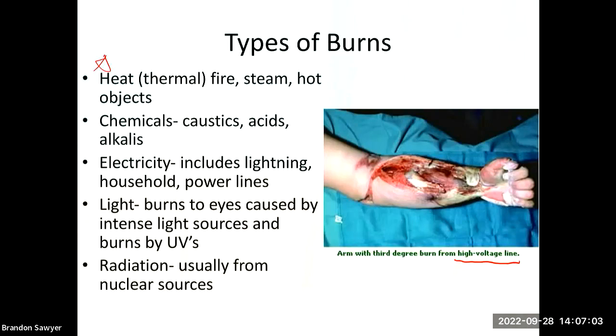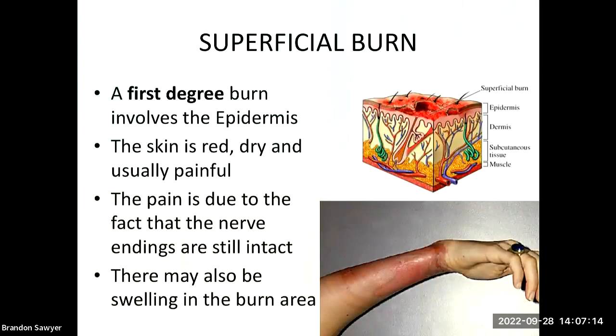Okay, so all different types of things can cause burns. But we'll talk about the degrees of burns, and then we'll look at some other skin injuries as well. Okay, so a first degree burn really just involves the epidermis, right? So just that first layer of the skin, that epithelial tissue. It may get almost down to the dermis, but doesn't really involve the dermis. So it's really just the epidermis.